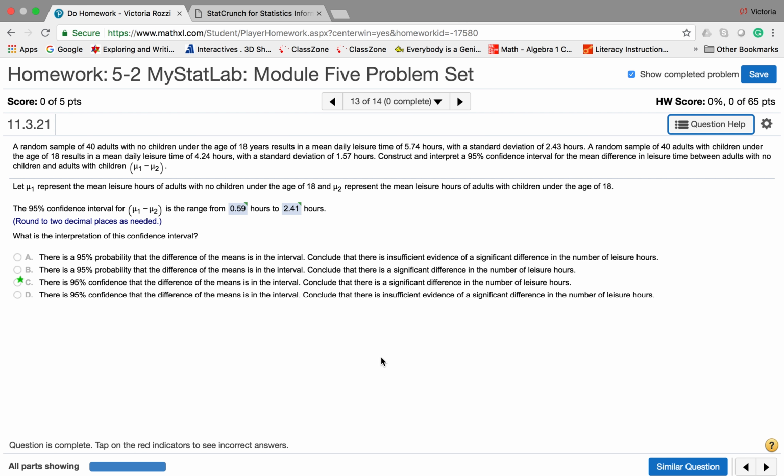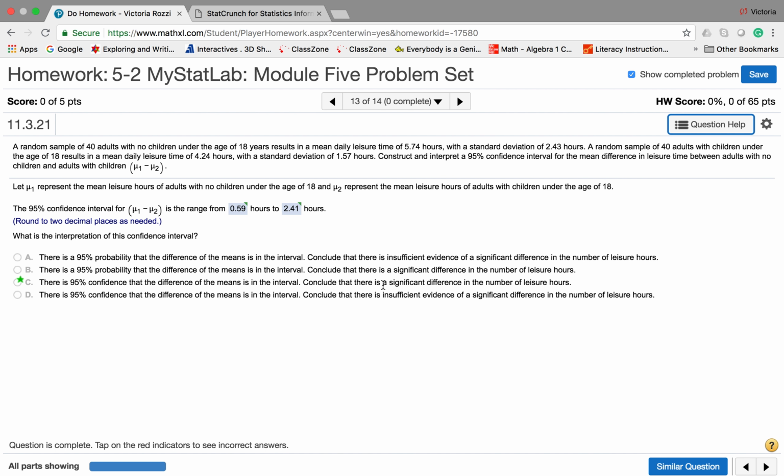Now, to interpret the confidence interval, there's usually a little formula here. And again, you can go to your text and it shows you how to do the interpretation. But this is the standard interpretation here. There is a 95% confidence that the difference of means is in the interval. And a lot of times we would actually put that in the context of the problem if we were writing it out ourselves. So we'd say there's 95% confidence that the difference of the means is between 0.59 hours and 2.41 hours.